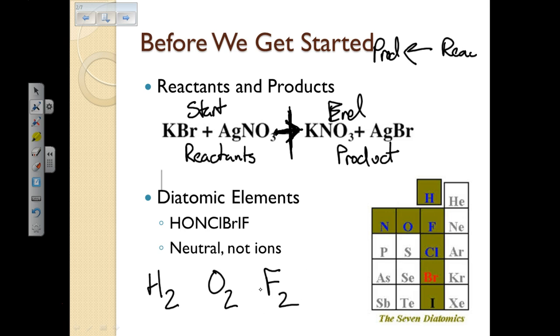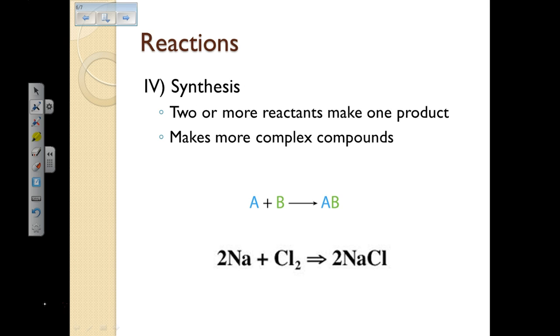And that's true with all of these guys. And these are all neutral elements, and that's how we found them in nature. And this is important because as we're in this section writing reactions, we may need to know what's diatomic and what's not. So let's start talking about our synthesis reactions.